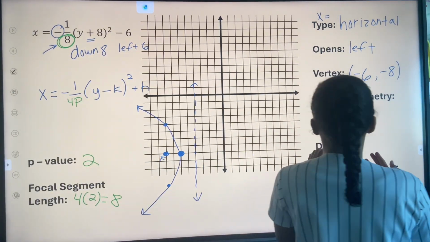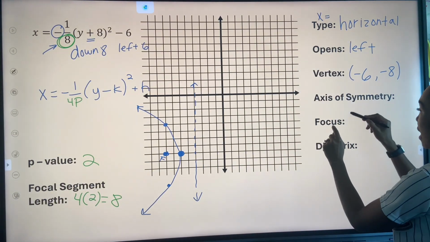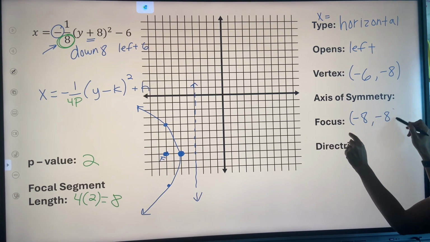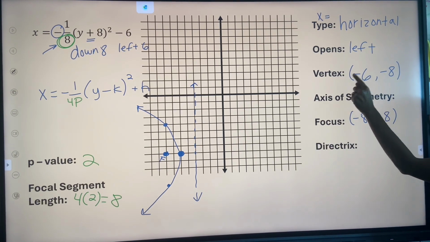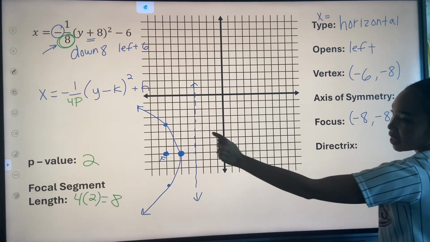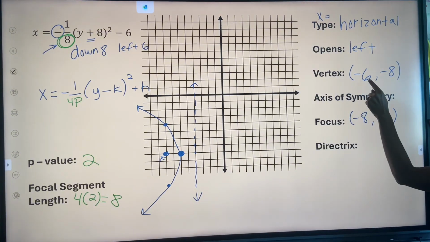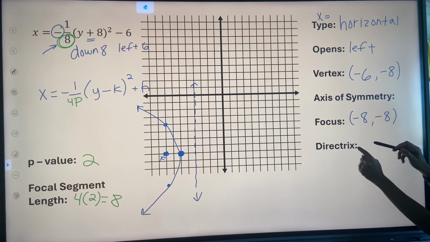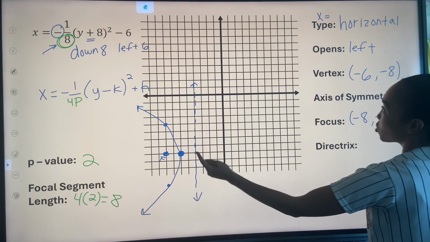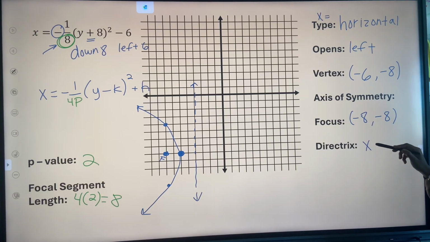Let me answer these questions. The focus is at -8, right? Because I just went 2 to the left from the x value. From -6, I went over 2, so it's at -8. The directrix, I went this way 2, so instead of at -6, I'm now at -4.